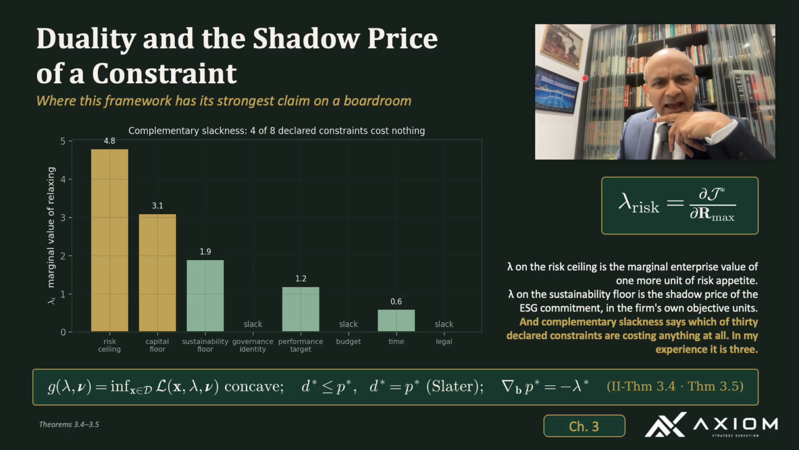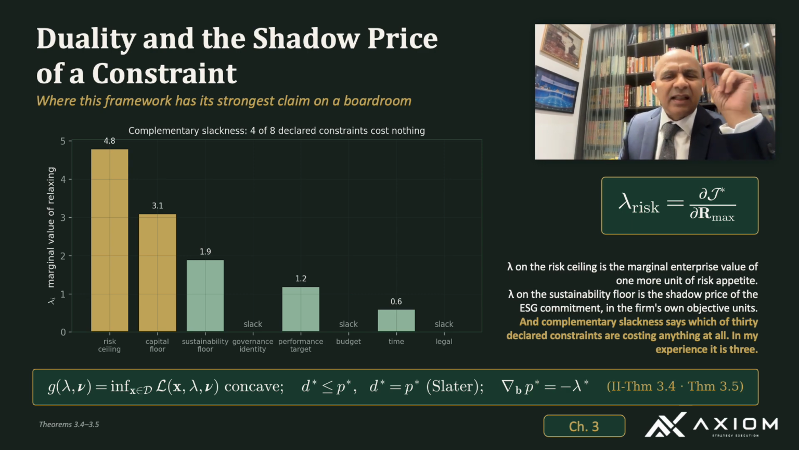So back to this lambda risk element over here. This is the shadow price of the enterprise risk constraint. So you've got J star, which is the optimal enterprise value, and you've got R max, which is the maximum allowable risk. So lambda sub risk is the marginal value of relaxing that risk ceiling. Lambda sub risk tells management how much optimal enterprise value would increase if the permitted risk limit were raised slightly.